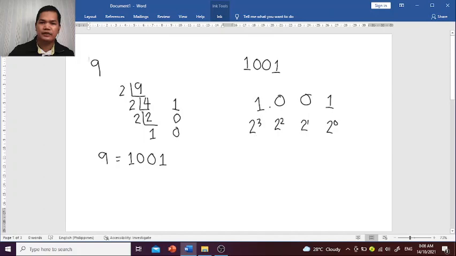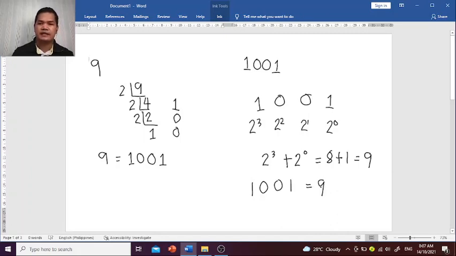So with that, we could now take those values represented by 1. So we have 2 to the third plus 2 to the 0, and that is equal to 8 plus 1. The answer is 9. Therefore, 1001 is equivalent to 9 in decimal.